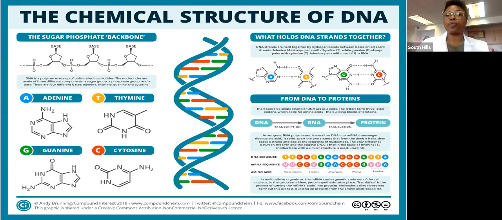With the rungs in your ladder, we always have A's binding to T's through hydrogen bonding, and G's binding to C's through hydrogen bonding as well. So they always match up in those specific pairs, and that's what holds your 2 strands of DNA together to form that ladder formation.